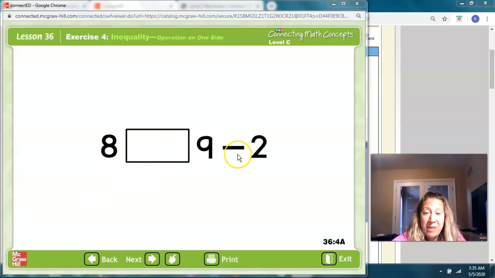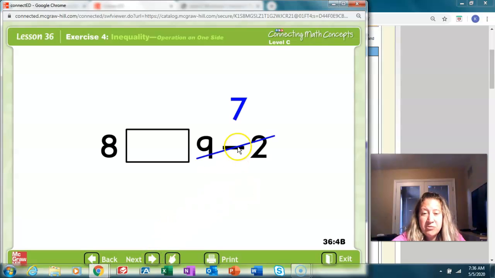We're going to do some comparison problems like we have before, where we put the greater than, less than symbol in between. But before we can write the symbol, you have an operation here on one side that you need to work out first. So what is the operation or problem here that you're going to work out? 9 take away 2. Okay? So what is 9 minus 2? 7. So you cross off the problem, replace it with the 7.